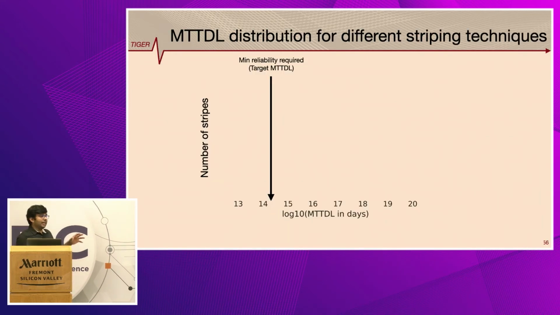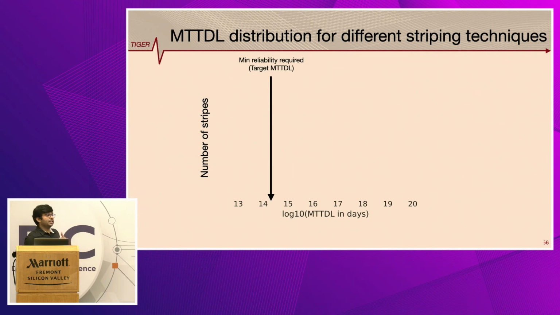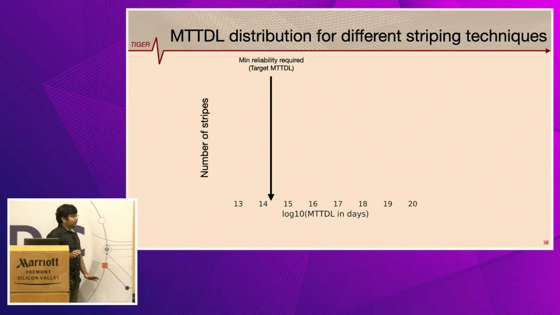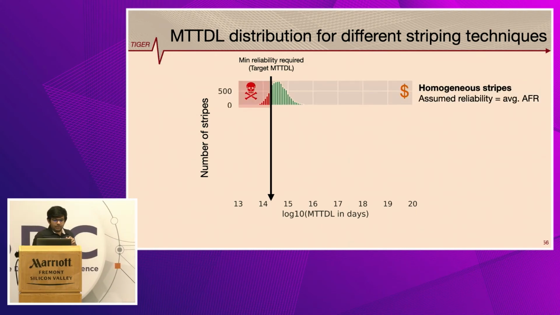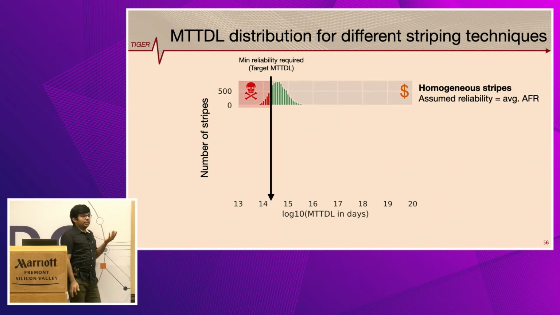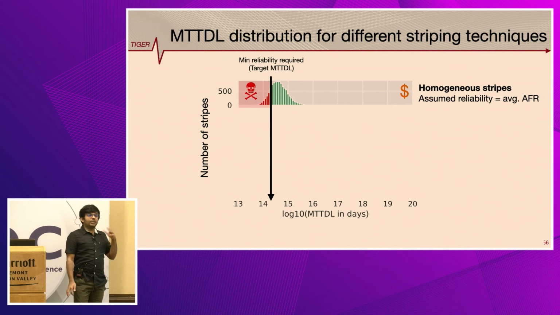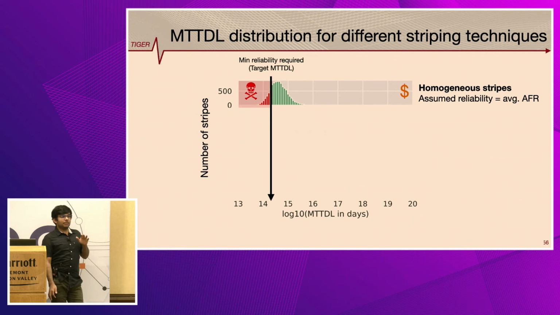So let's look at how the MTTDL looks for the different kinds of striping mechanisms. Here on the x-axis I have the MTTDL values, and the black line is the target MTTDL that we want to achieve. To the left is when your reliability is below target, and on the right is when your reliability is above the target. You always want all your stripes to be on the right, but as close to the black bar as possible, because the more you go to the right, the more wasteful it is.